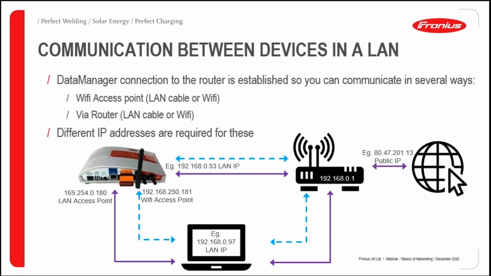When you connect to your router, the IP address will normally be dictated by the router itself. And then, for example, you'll be at 192.168.0.53. We then have, on the right-hand side, the public IP address for that router. And this could be one of many IP addresses, but for this example, say 80.47.201.13.